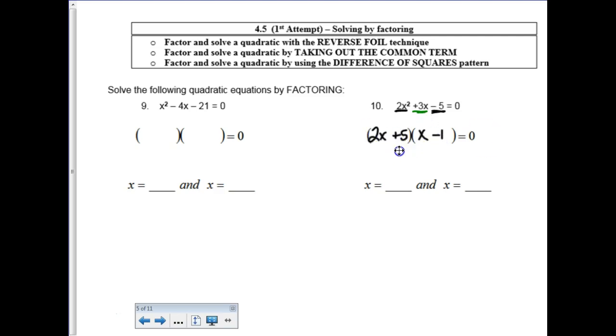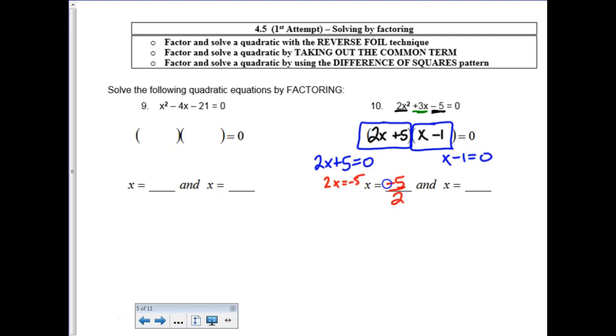Now, unfortunately, your hard factoring is not the end of the problem. You still have to solve it. So you're going to take each of your factors and you're going to set them equal to 0. So 2x plus 5 could be 0, but also x minus 1 could be 0. And then you have to take the extra step to solve these. So like on this one, you're going to subtract 5 and then divide by 2, so you get x equals -5/2. And then on this one, you're just going to add the 1 over.